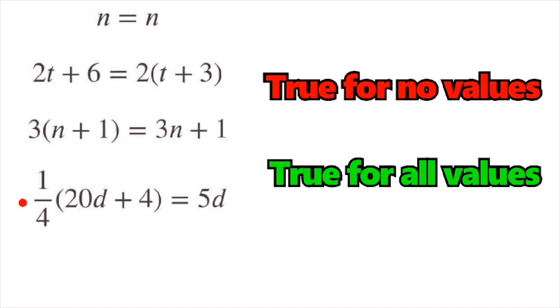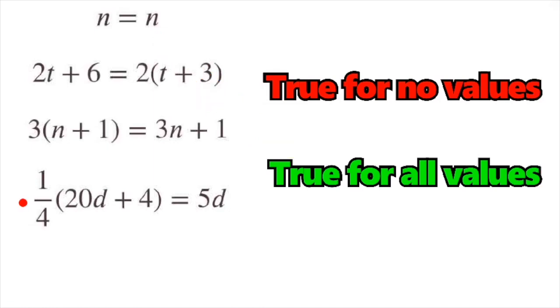N is equal to n. Is that going to be true for no values, or is that going to be true for all values? Well, if n is 5, then 5 is also going to equal n, which is 5. So yeah, this is going to be true for all values.